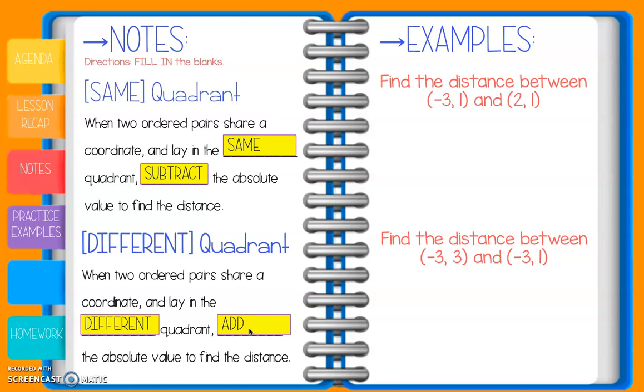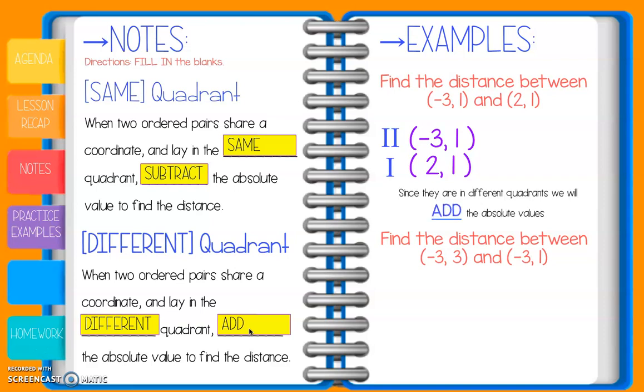All right, so let's take a look at two examples. The first one says, find the distance between (-3, 1) and (2, 1). The first thing we're going to do is stack those coordinates on top of each other so we can compare which quadrants they're in and see which one has the same coordinate. (-3, 1) falls into the second quadrant. (2, 1) falls into the first quadrant. Since they are in different quadrants, we're going to add their absolute values.